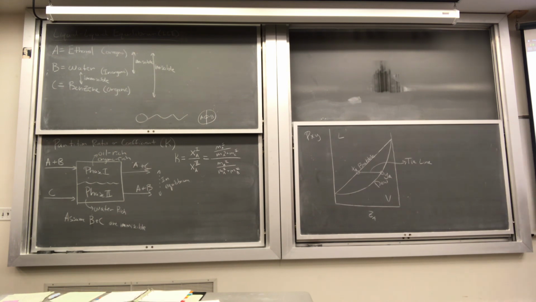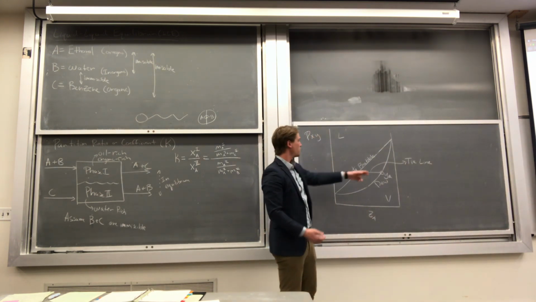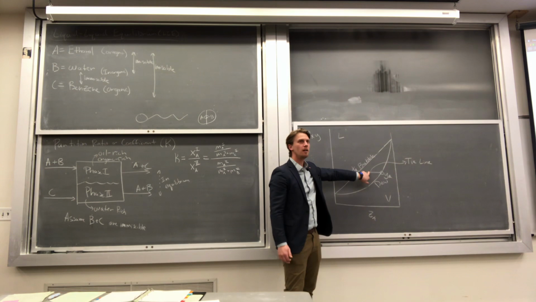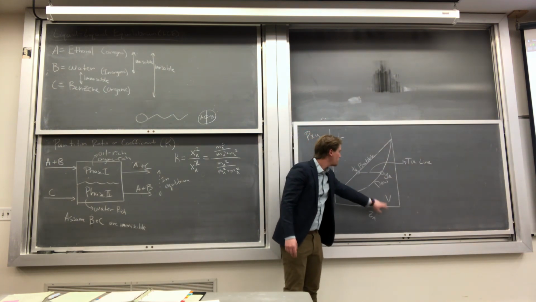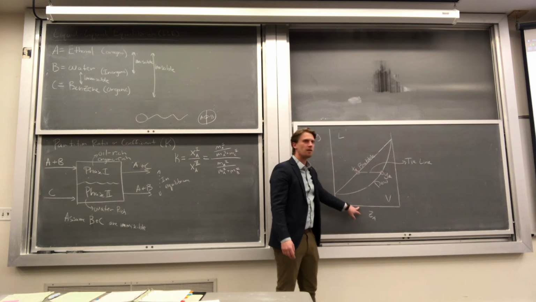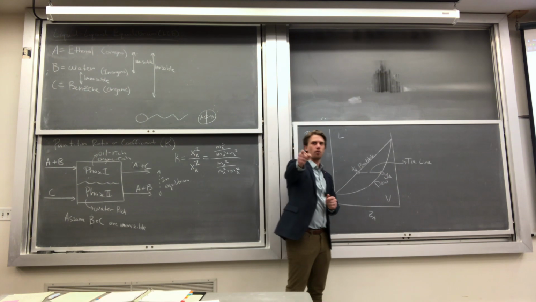Now that's exactly the same analogy as if I were to go to my PXY diagram. If I were to mix a system at this condition, I would phase separate into two phases, a vapor phase with this composition and a liquid phase with this composition. Questions? So anywhere outside of that curve, we have one phase. Inside, we have two phases.